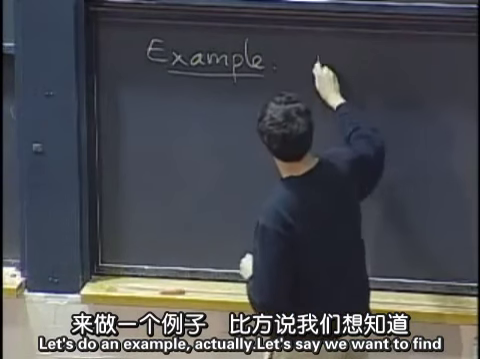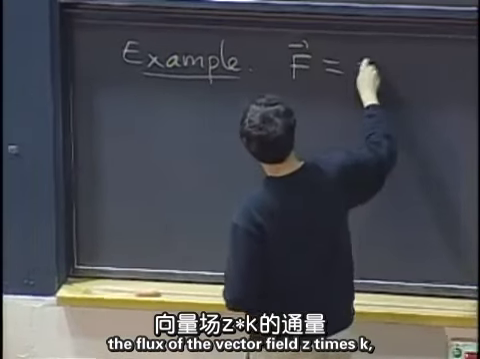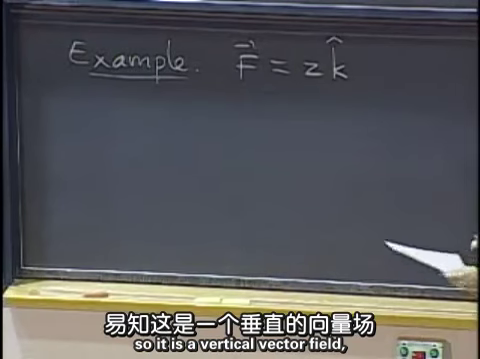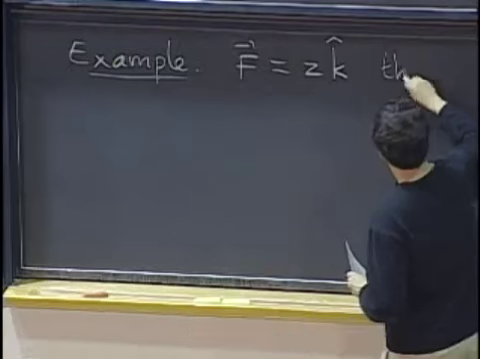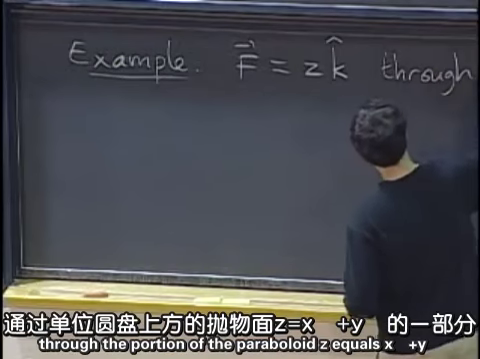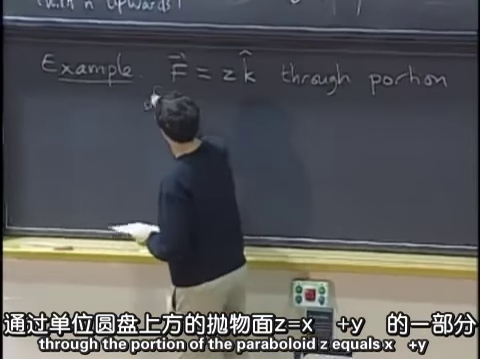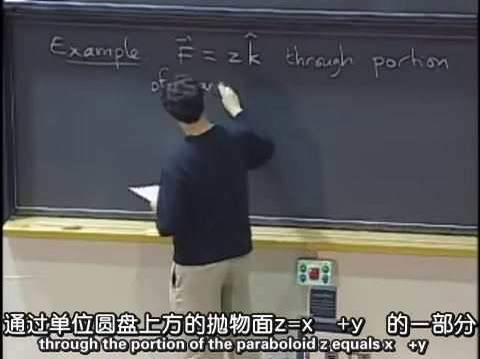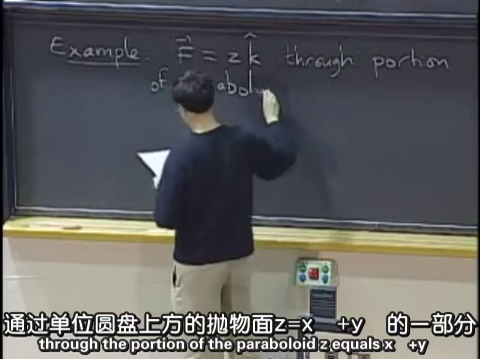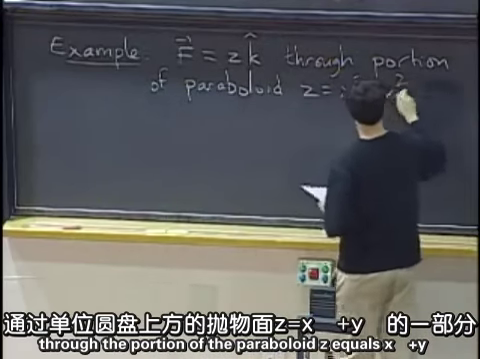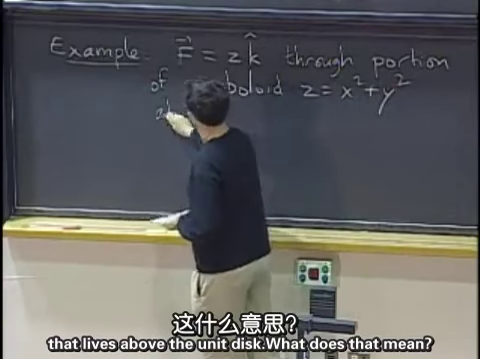So let's say I want to find the flux of the vector field z times k. So it's a vertical vector field through the portion of the paraboloid z equals x squared plus y squared that lives above the unit disk.